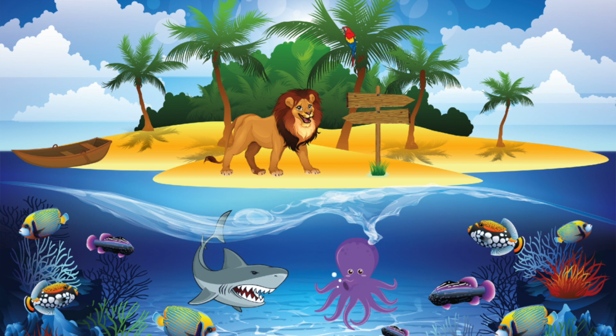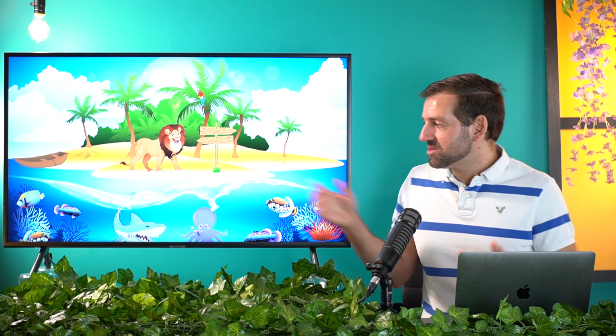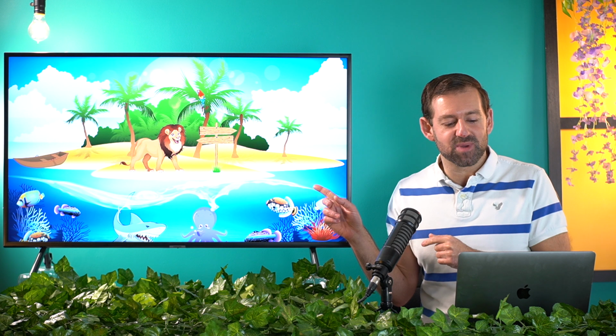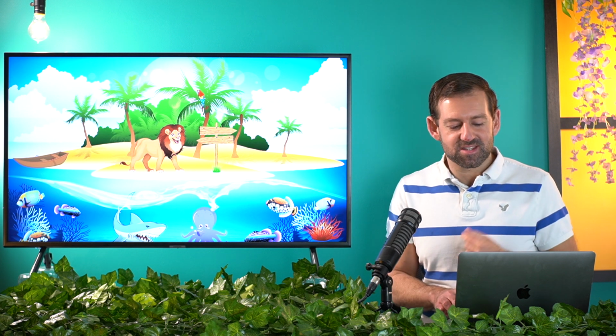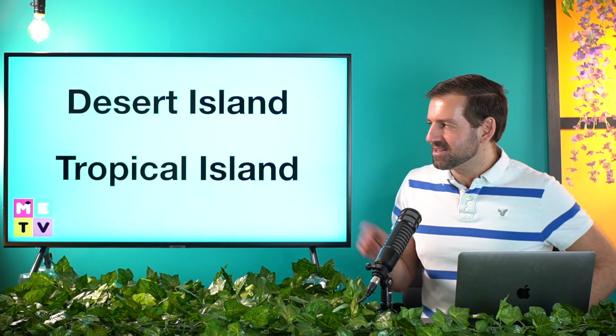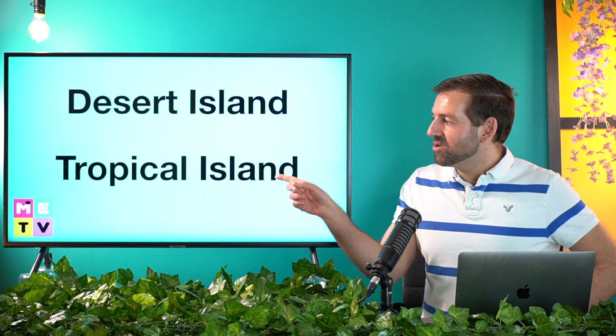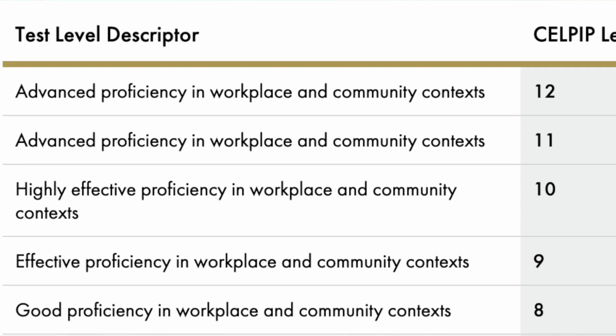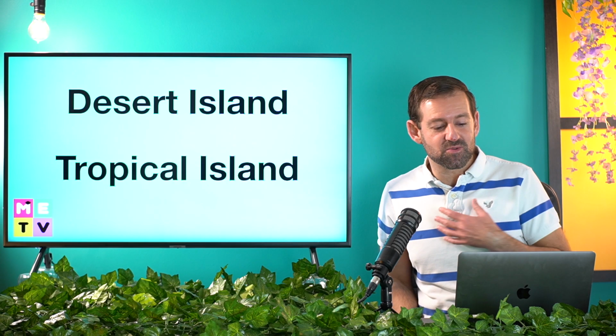Just take a look at this picture, and in this picture you're supposed to describe the scene. So how would you start describing this scene? What would be the first thing you say? What would be the first word that you're thinking of when you look at this picture? Well, I'll tell you the first word that comes to my mind, desert island. Or you could say tropical island, but I think you would get a higher score if you said desert island, because I think that's how native English speakers would describe it.